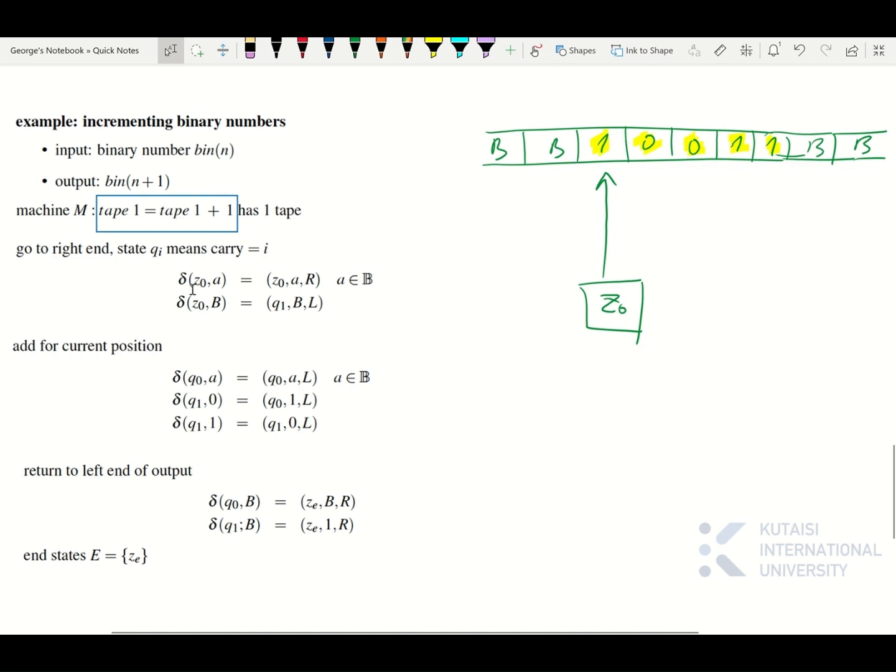So in Z0, whatever I read, this is my program now. For delta of Z0 and A, whatever A is, being 0 or 1, so it's a Boolean, what I do is I stay in the same state, I overwrite the same symbol and move right. So what would be the next step?